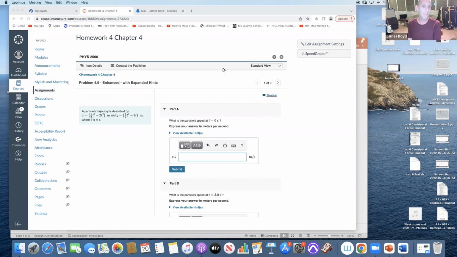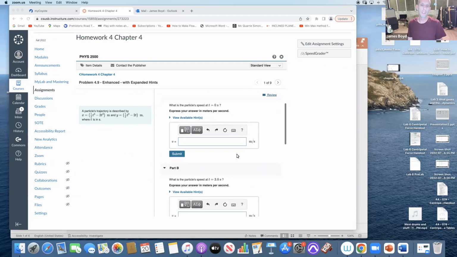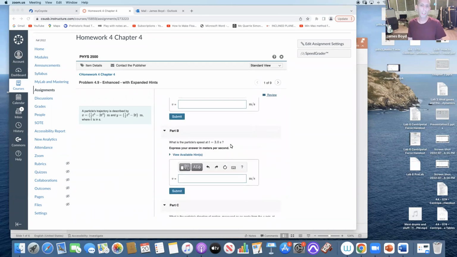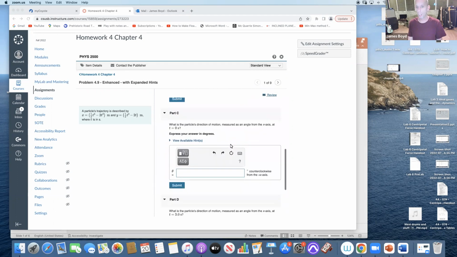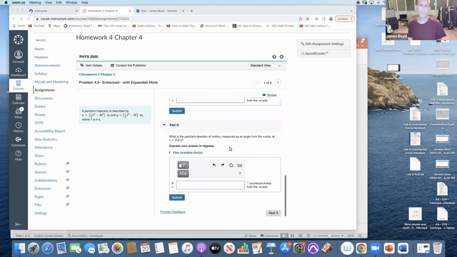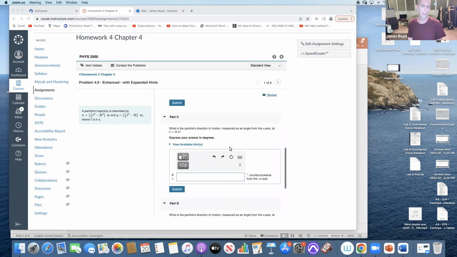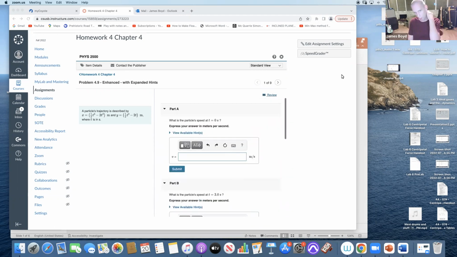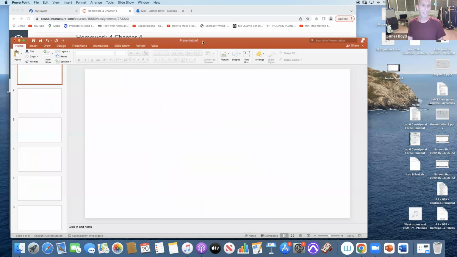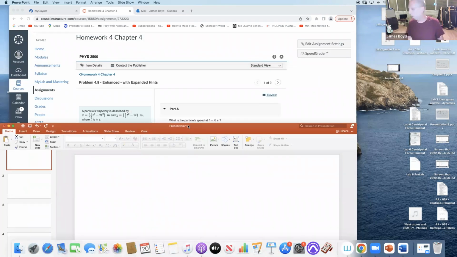So the first problem, we need to, using this function, which is actually a function of x and a function of y, find the speed, and then find the speed at 3 seconds, and then find the direction, and then find its direction at 3 seconds. I'm going over this really fast just to start.